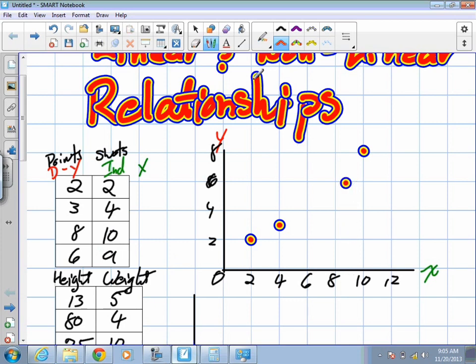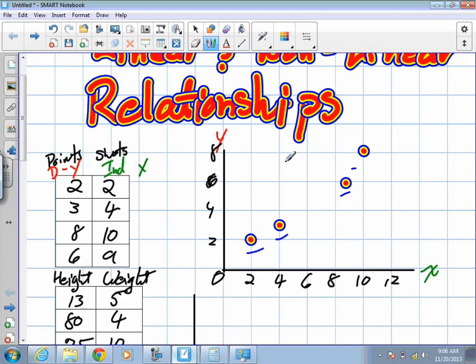Okay, what type of relationship would you say this is? Do you think I could put a line of best fit through this? Yeah, probably, but what would we like to have more of? Well, it's not always going to be as straight as possible. How much information do I have? Yeah, I only have 4. That's not a lot of information.